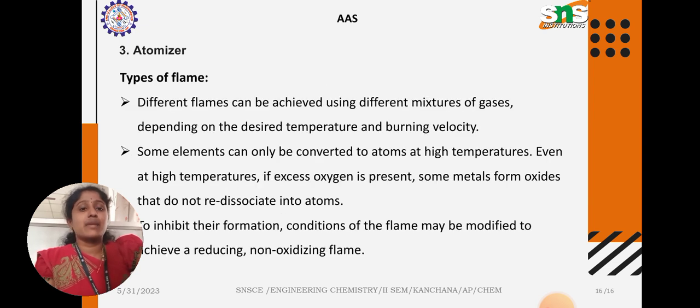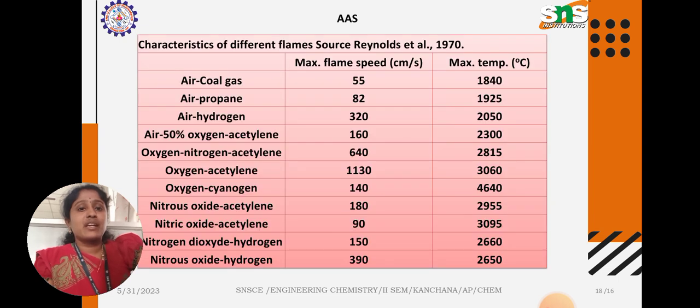Atomizer. Different flames can be achieved using different mixtures of gases depending on the desired temperature and burning velocity. Some elements can only be converted to atoms at high temperatures. Even at high temperatures, if excess oxygen is present, some metals form oxides that do not re-dissociate into atoms. To inhibit their formation, conditions of the flame may be modified to achieve a reducing, non-oxidizing flame. Characteristics of different flame sources, Reynolds 1970.